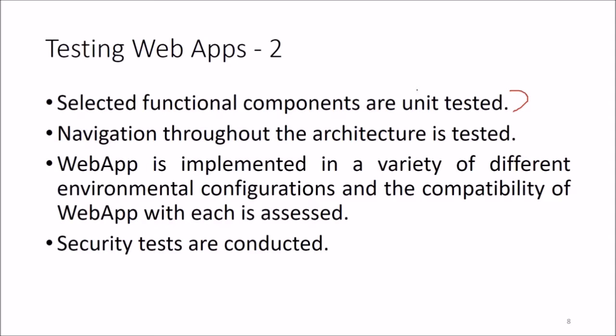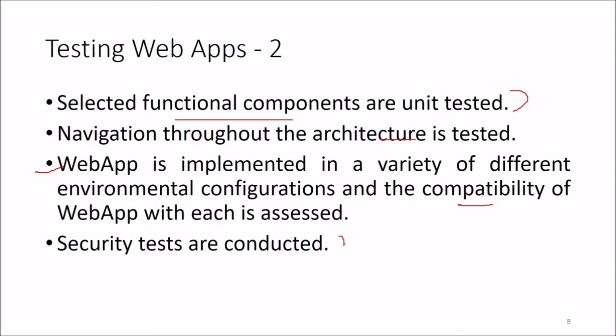Unit testing is just like what we do in conventional testing. So we test the functional components, and navigation is tested throughout the architecture. The web app is implemented in a variety of different environmental configurations, so we need to understand compatibility also. So compatibility of the web app with each configuration is assessed.